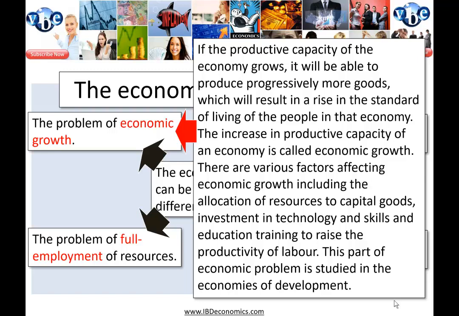The increase in productive capacity of an economy is called economic growth, and there are various factors affecting economic growth, including the allocation of resources to capital goods, the investment in technology and skills and education training to raise the productivity of labour. This part of the economic problem is studied in the economics of development.